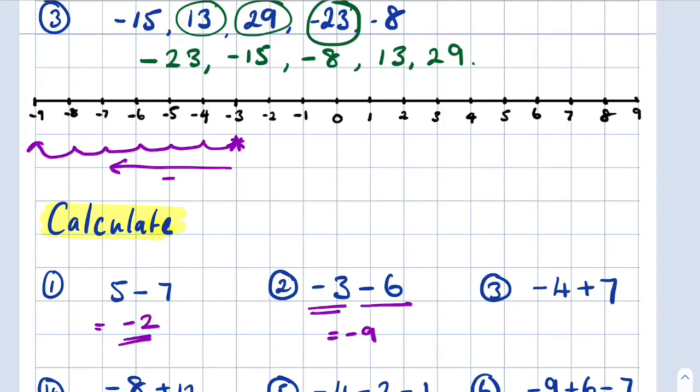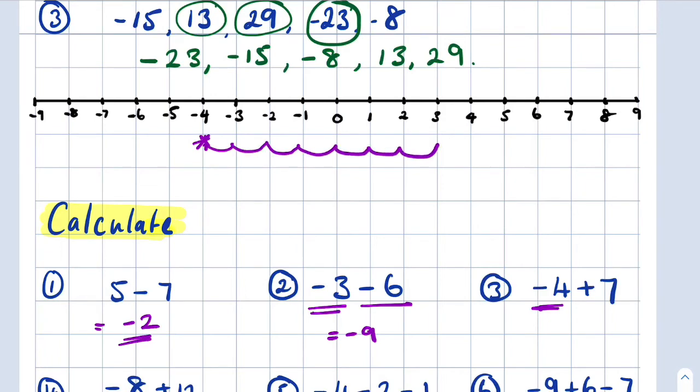Okay, right, next one, you've got a -4. And -4, this time you are adding 7. So that means you're going to start at -4 and then you're going to head right. Okay, so here's -4, you're going to go right 7. So you go 1, 2, 3, 4, 5, 6, 7. That's where you end up. You end up at a +3.